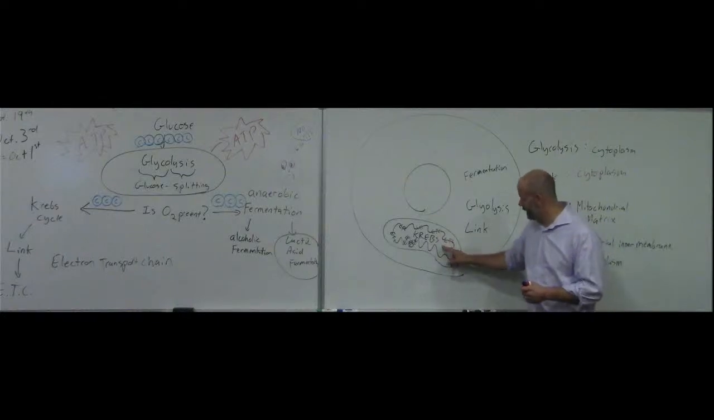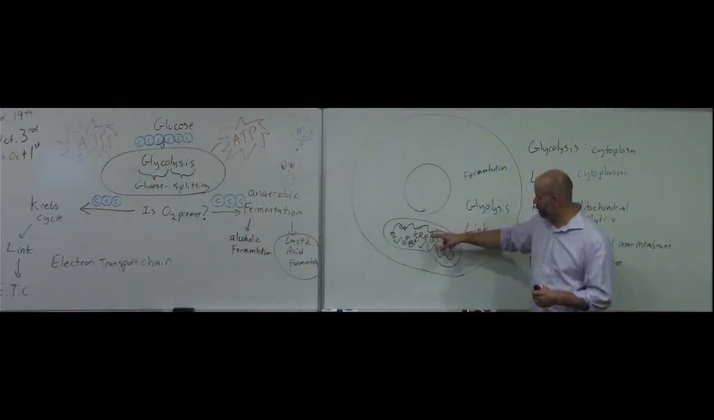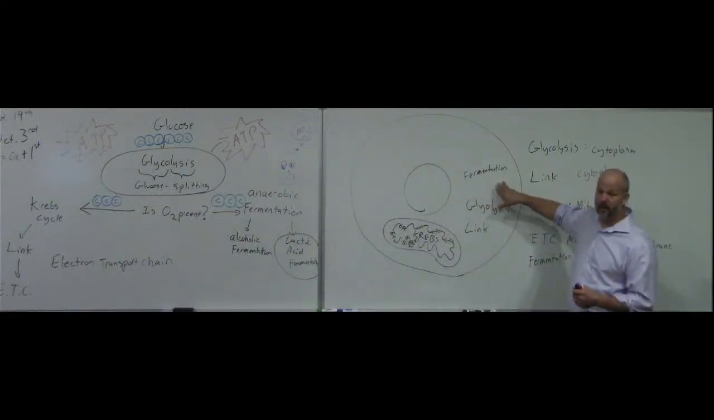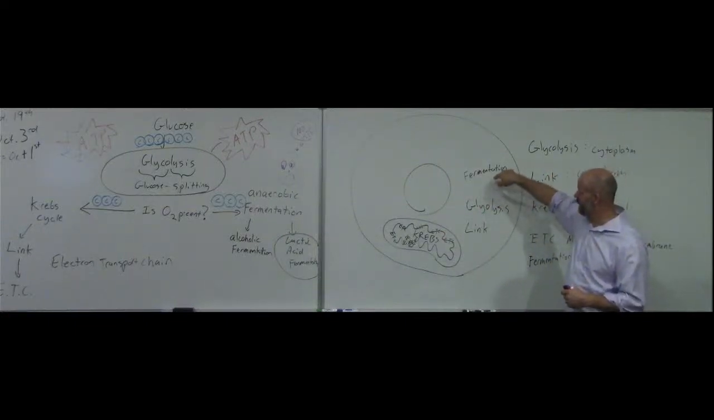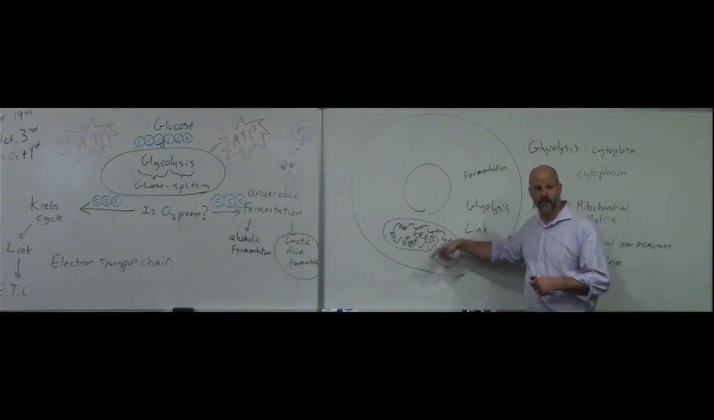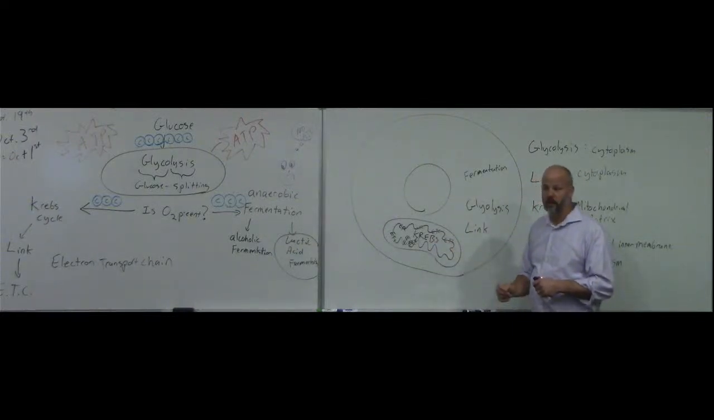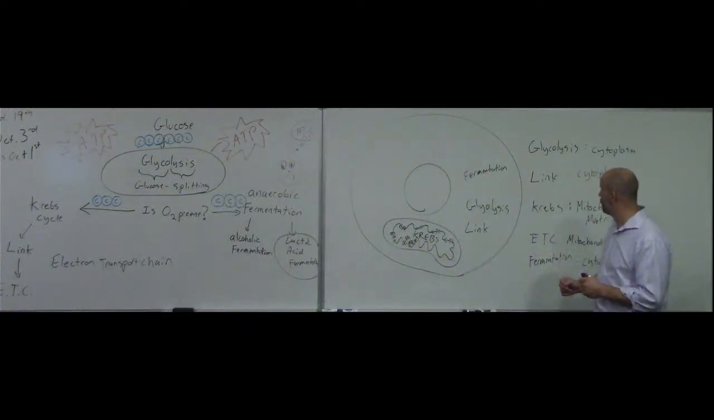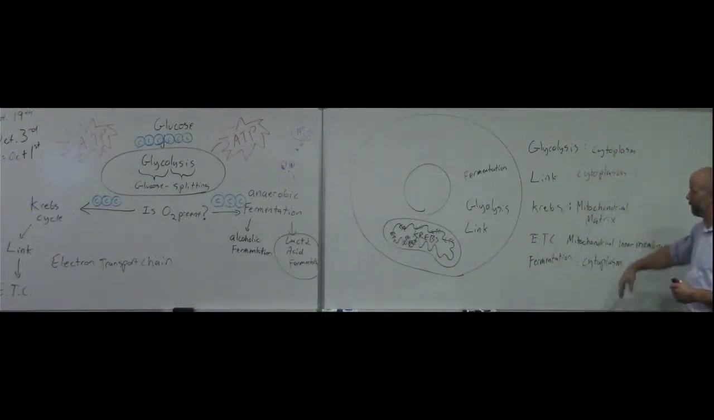The Krebs happens in the mitochondrial matrix. Electron transport chain happens on the inner membrane. Everything else is happening out here, which means stuff has to move from out here to in here. What's that called when stuff moves through parts of a cell? Transport. Okay. Good. Of course, these are your things. All right. Now, I got a question for you.